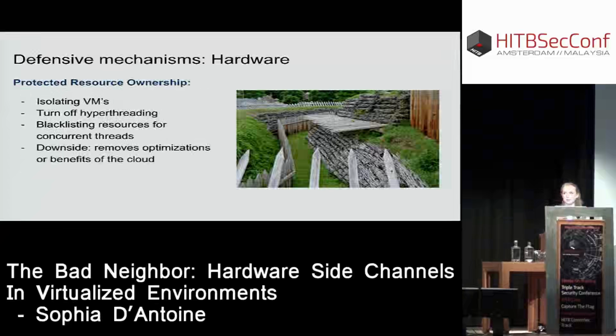All right, so what are some defenses you can use for side channel attacks in the cloud or against any sort of hardware side channel? So isolating a VM or isolating processes is honestly the most assured way of making sure that your process is protected. But the problem with that is without hyperthreading turned on or without sharing resources, you do lose a lot of optimizations that are provided by the computer or by the cloud.